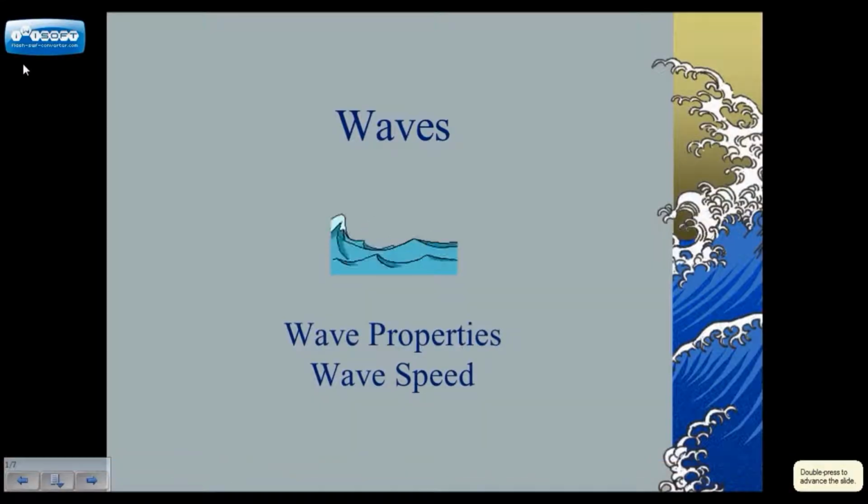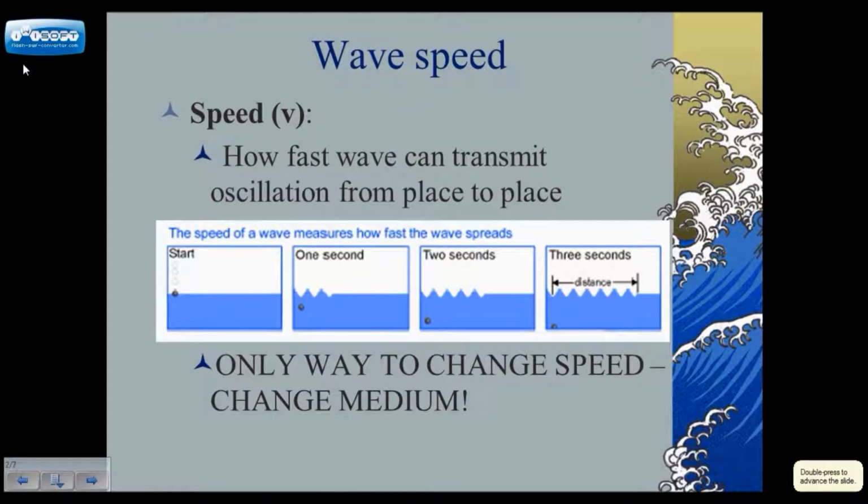We're going to continue to talk about wave properties, specifically wave speed. So wave speed is exactly what it sounds like. It's how fast the wave is going. So how fast a wave can transmit an oscillation, which is just one occurrence of a wave, from place to place.